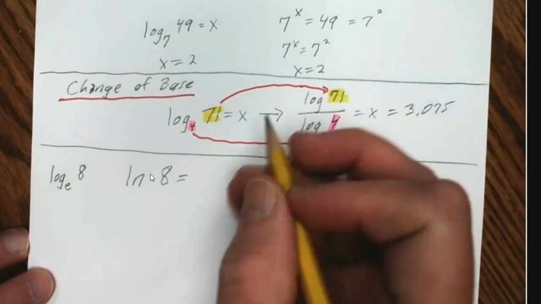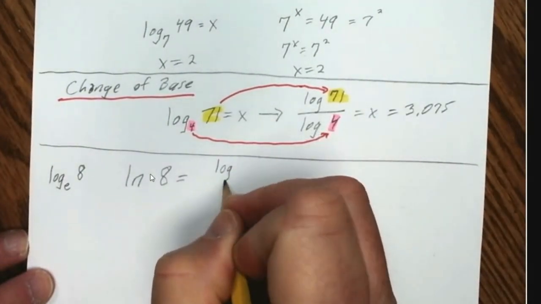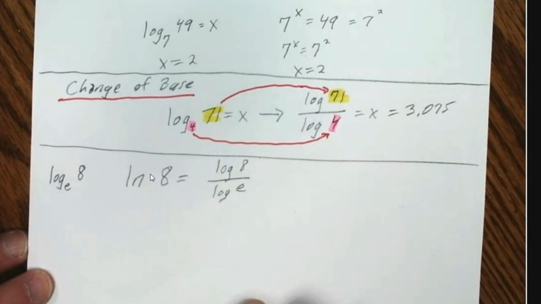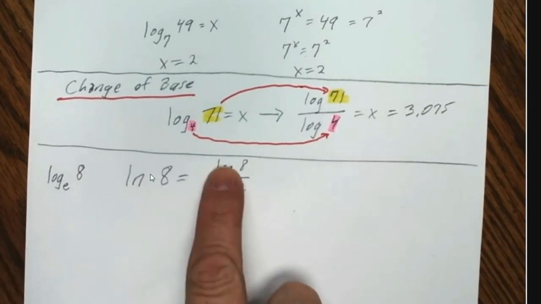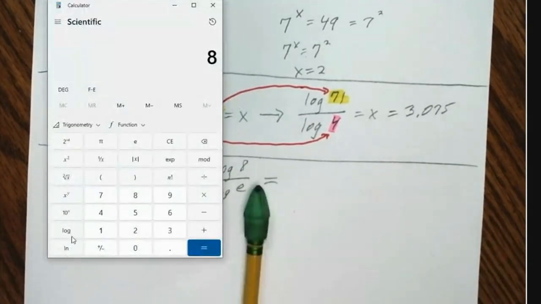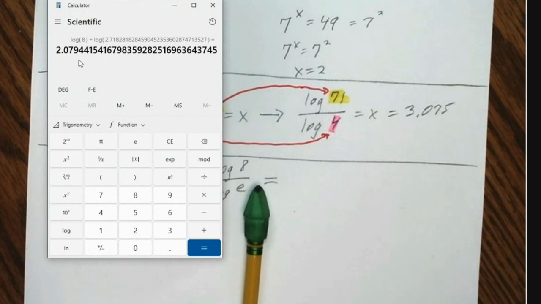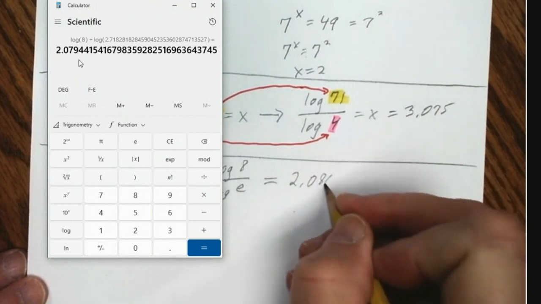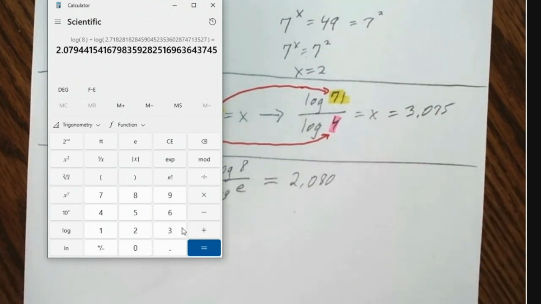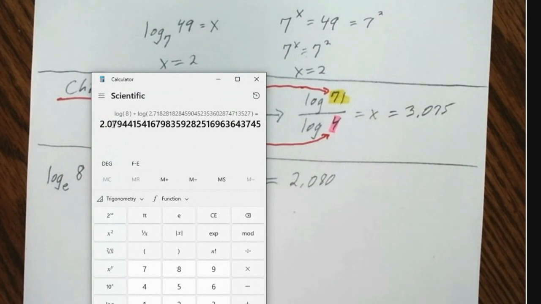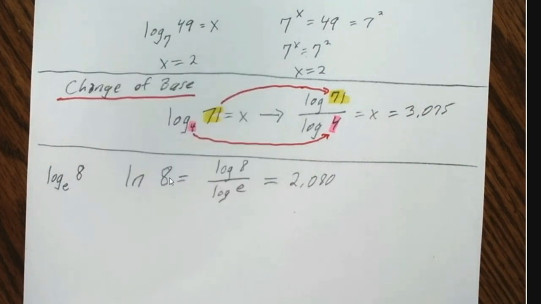But we could do the same thing on that. This is the same thing as log of 8 over log of E, base 10. Log of 8 divided by log of E, which equals, let's see, 8 log divided by E log, 2.080. We'll again round it to 3 decimals. Yeah. So if we take E to the power of 2.08, or 2.0794418, it'll end up being 8.